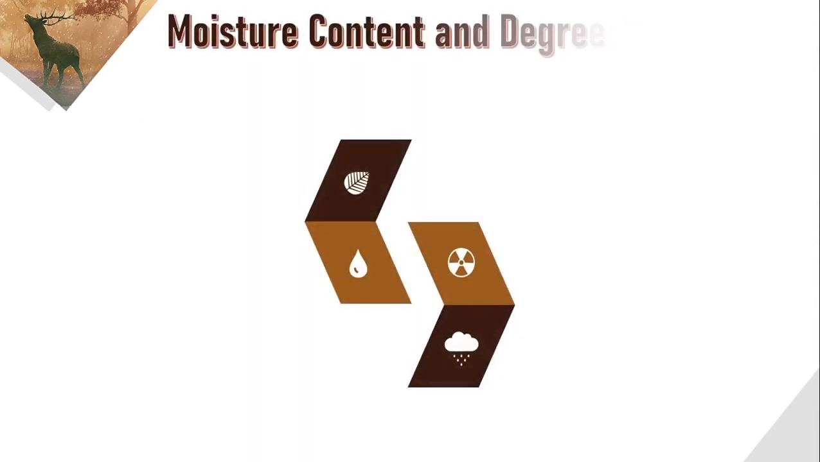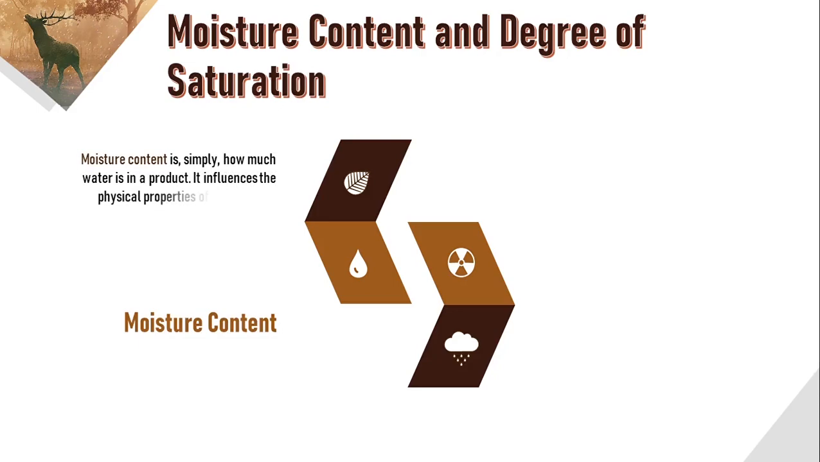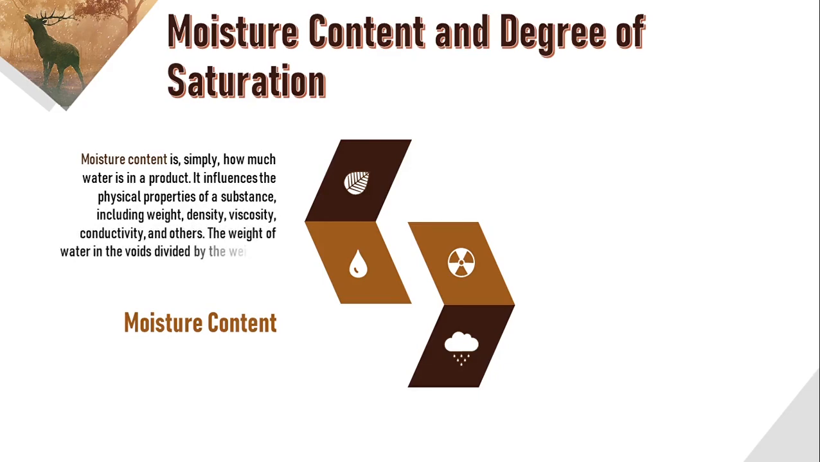Moisture content and degree of saturation. Moisture content is simply how much water is in a product. It influences the physical properties of a substance including weight, density, viscosity, conductivity, and others. The weight of water in the voids divided by the weight of dry solids in the rock sample is the ratio of moisture content.